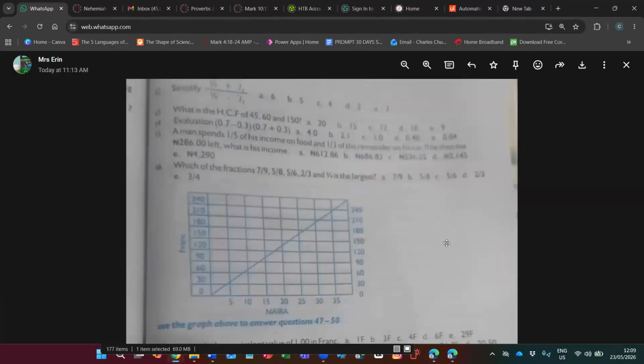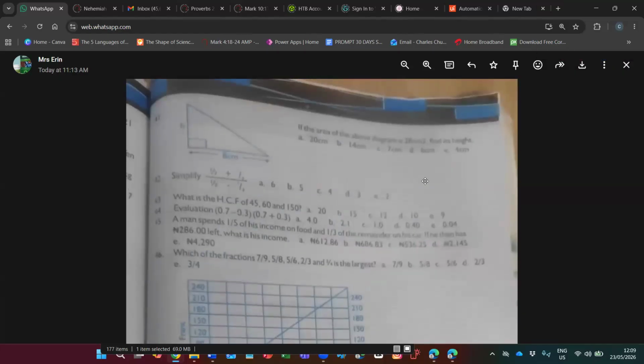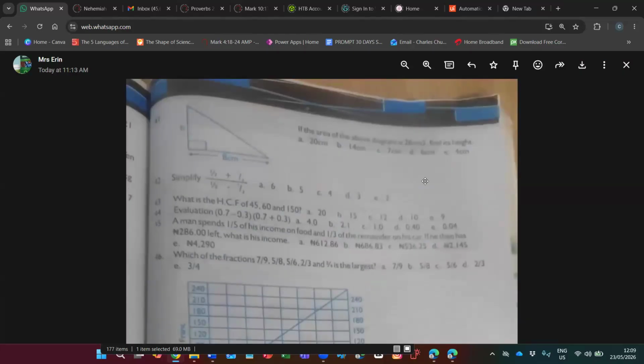Okay, so apparently these questions end in number 50, but it's not that they're difficult. The question I'm looking at is a right angle triangle. They said if the area of the above diagram is 28 cm squared, find its height. So you can tell me which formula will help us with this.